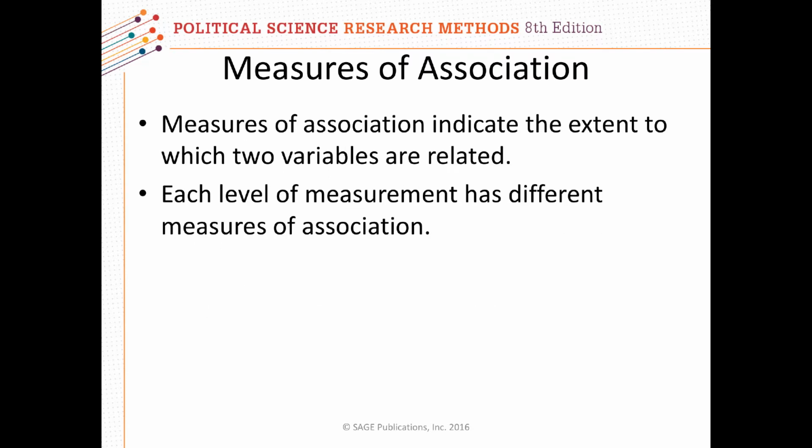All right. So measures of association indicate the extent to which two variables are related. That sounds pretty straightforward, but it is important that we say it out loud. Each level of measurement has different measures of association. So depending on the level of measurement of, most importantly, your dependent variable, depending on how that variable is measured, you're going to need a different type of test to measure the association of your dependent and independent variables. Your independent variable is crucial as well, but mainly your dependent variable.